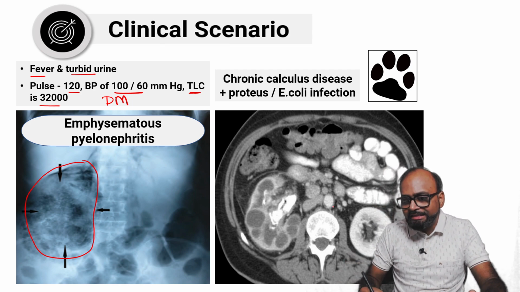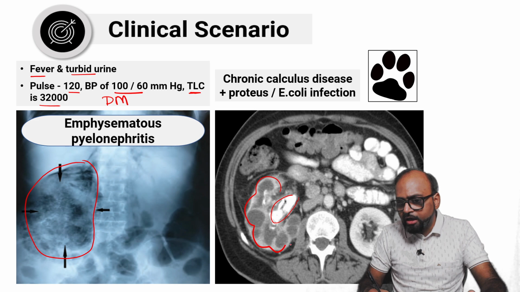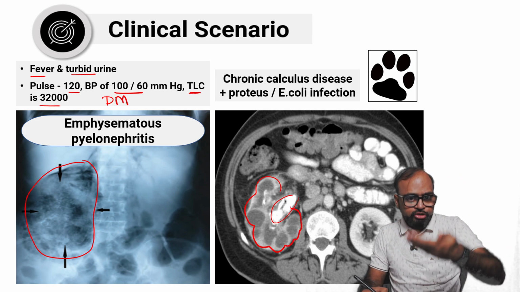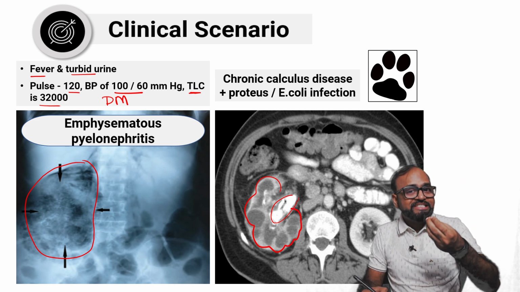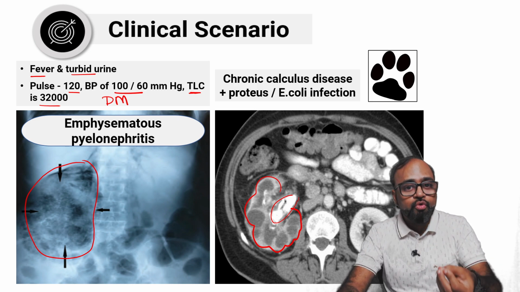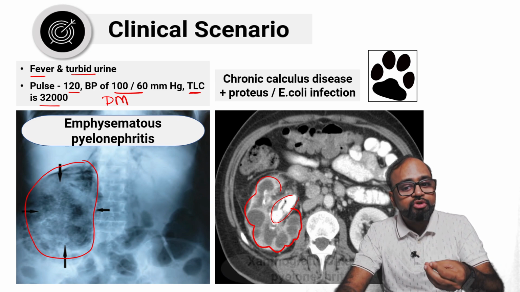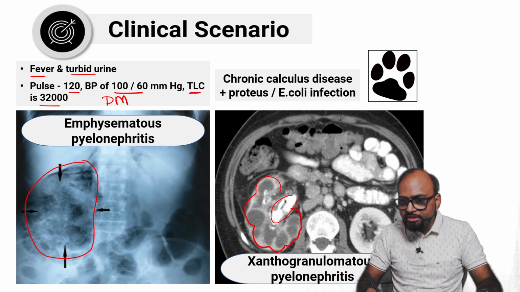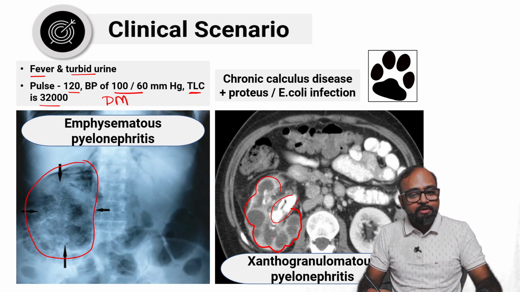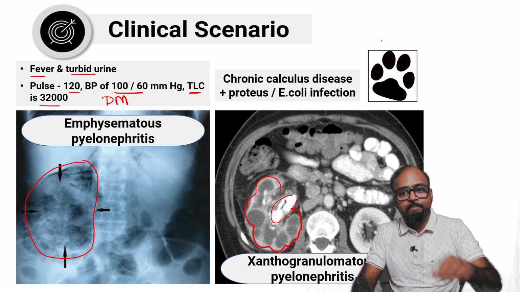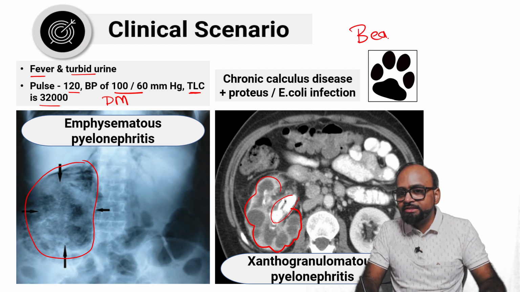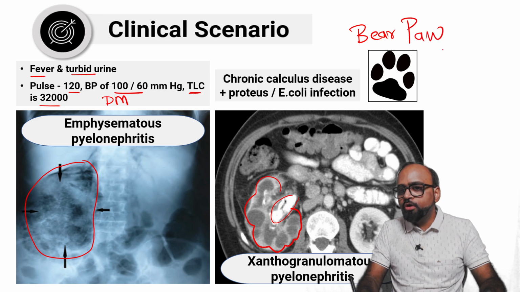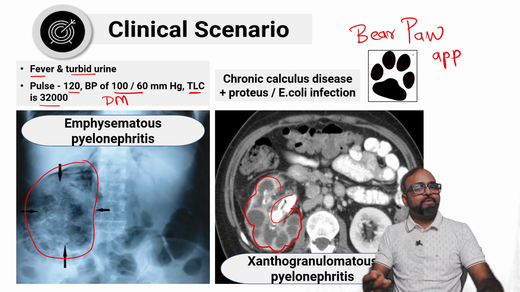What happens is that in the center you see a calculus impacted there, and then you see fluid filled cystic spaces around it. You get a cross section over here. This area looks cheesy or yellow. Cheesy yellow means xantho. So this is what is called xanthogranulomatous pyelonephritis, and this appearance, where you see a central calculus surrounded by fluid filled spaces, looks like the paw of a bear. So this is called the bear paw appearance of xanthogranulomatous pyelonephritis.